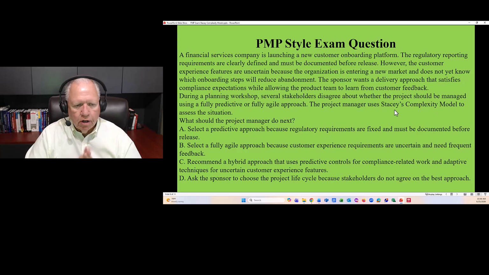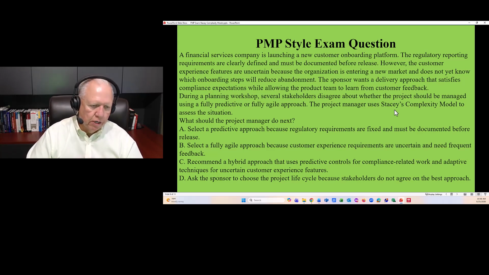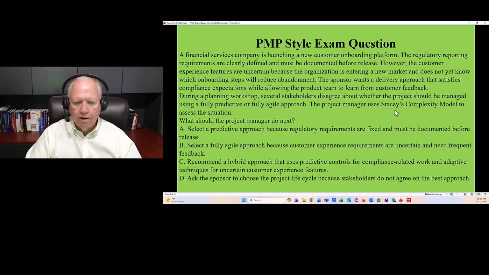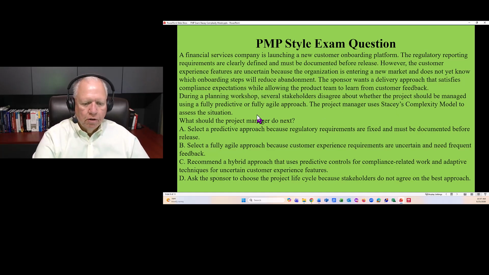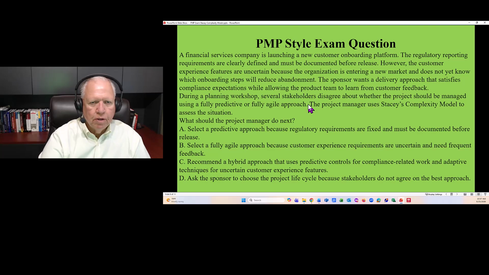A, select a predictive approach because regulatory requirements are fixed and must be documented before release. B, select a fully agile approach because customer experience requirements are uncertain and need frequent feedback. C, recommend a hybrid approach that uses predictive controls for compliance-related work and adaptive techniques for uncertain customer experience features. And D, ask the sponsor to choose the project lifecycle because stakeholders do not agree on the best approach. So take a look at this for a moment. So what is your answer? Think about that for a moment.